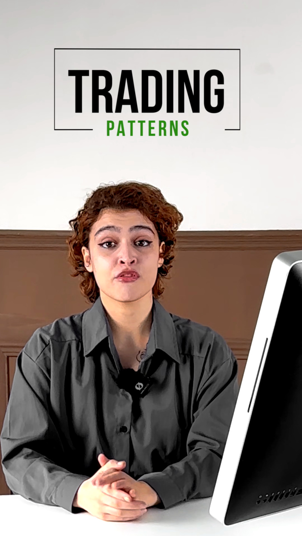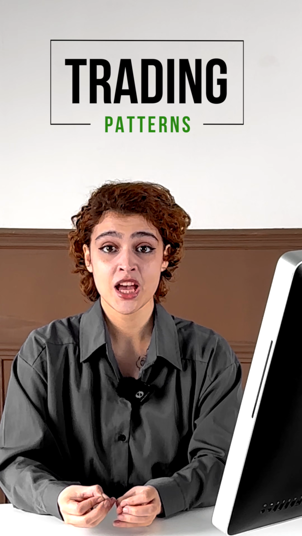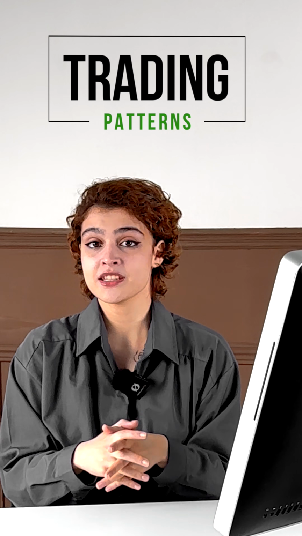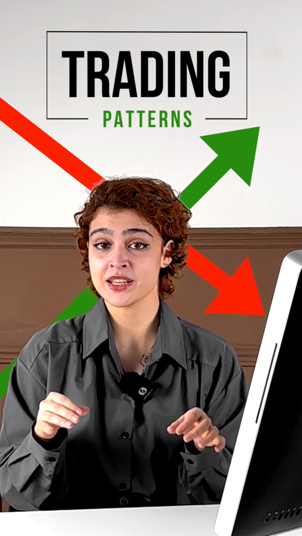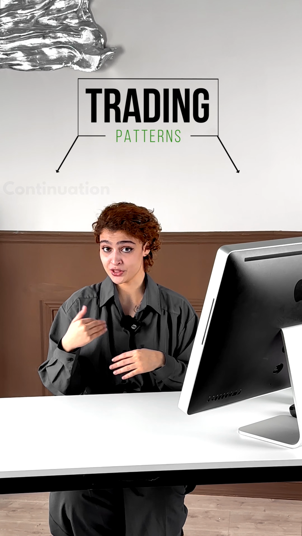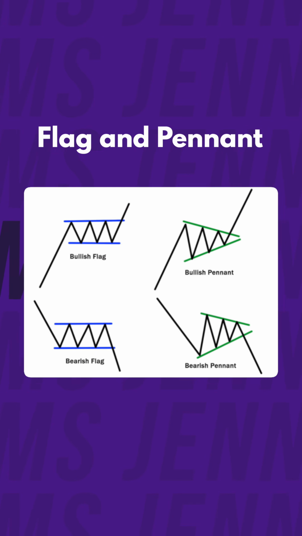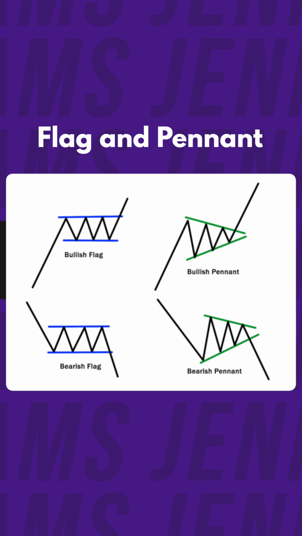Trading patterns are repetitive figures on a price chart and candlestick patterns by which the trader identifies the future development of the price of the asset. Patterns are divided into two main groups, so continuation and reversal patterns. The most popular continuation patterns are flag and pennant. It usually shows us the continuation of the trend.